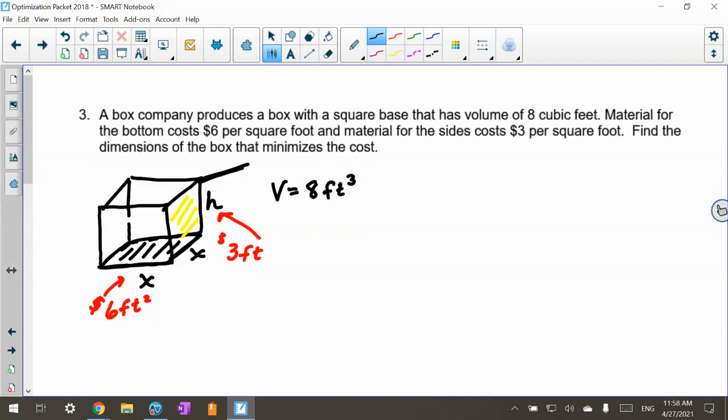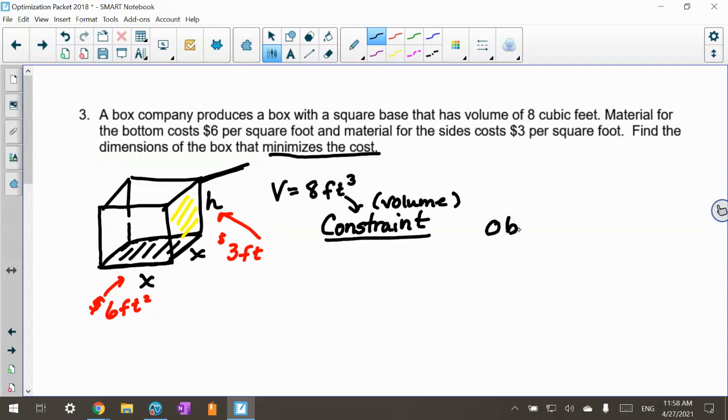So let's look at what it has here. It says find the dimensions that minimize the cost. Well, first of all, I'm going to put the constraint. So what is the constraint? Well, the constraint is what they told us, the volume. So the volume of this box is our constraint because it has to be 8 cubic feet. The objective is they want us to create a box out of material that minimizes the cost. So the minimal cost is what we're looking at for our objective.